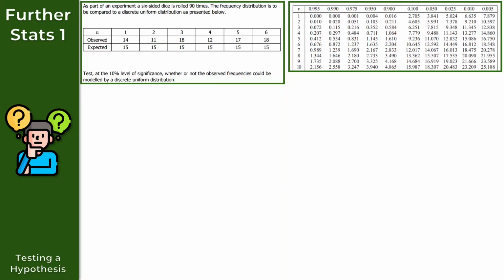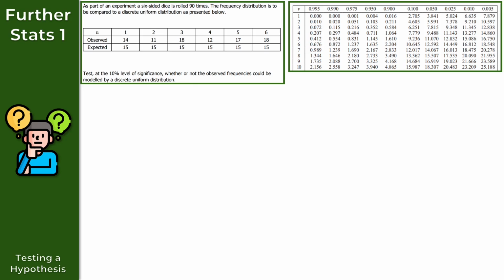Let's get started then with this practice question. So what do we have for this question? Well, as it says here, as part of an experiment, a 6-sided dice is rolled 90 times. The frequency distribution is to be compared to a discrete uniform distribution as presented below. So we've got this table here, and for this row we have the observed frequencies, and for this row we have the expected frequencies as well. It then asks us to test at the 10% level of significance whether or not the observed frequencies could be modelled by a discrete uniform distribution.